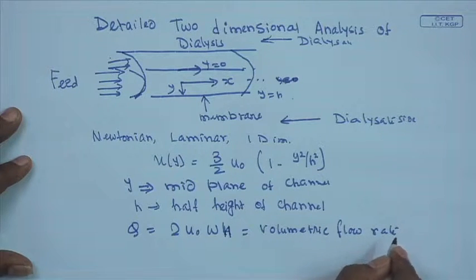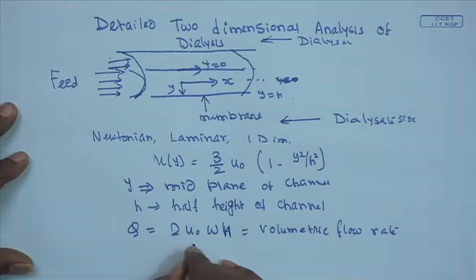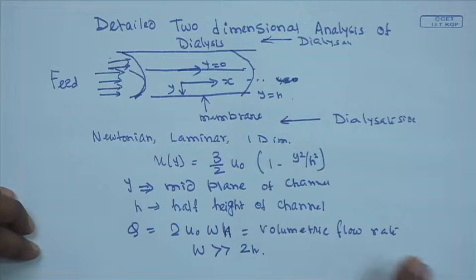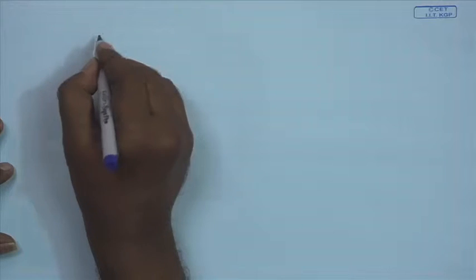Okay. So, we are assuming that the channel is quite wide compared to the channel height. W is much greater than 2h. So, that is the assumption. Now, at the steady state, we write down the solute balance within the channel.